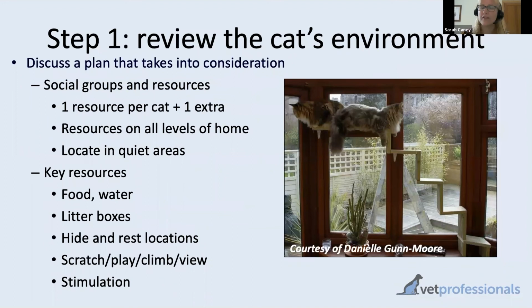And then we want to look at the social groups and resources. As we talked about a little bit earlier on, if you've got multiple cats, try to work out, are they friends? Can they share things? Or do I need to make sure that I've got more resources than that in the house? So make sure one cat can't block access to any of those key resources for another cat. And the key resources, as listed on this slide, include things like food and water, rest areas, hiding areas, litter boxes, scratching posts, and toys as well.